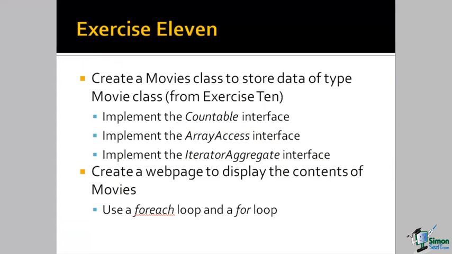So now it's your turn. Create a movies class to store data of type movie, the movie class that we created in exercise 10. The movies class should implement the countable interface, the array access interface, and the iterator aggregate interface. Then create a web page to display the contents of movies. Use a foreach loop, taking advantage of the iterator functionality, and then repeat the contents using a for loop, taking advantage of the array notation syntax to loop through the contents.